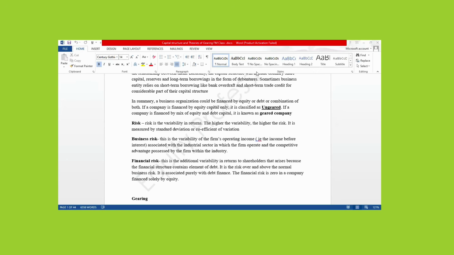Number 2, financial risk. Your financial risk is the additional variability in returns to the shareholders. Financial risk is additional variability in returns to the shareholders that arises because there's debt capital in the company's capital structure.